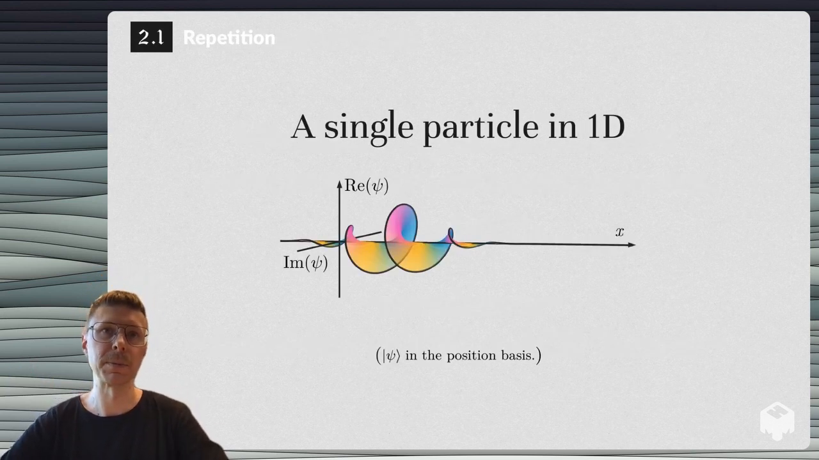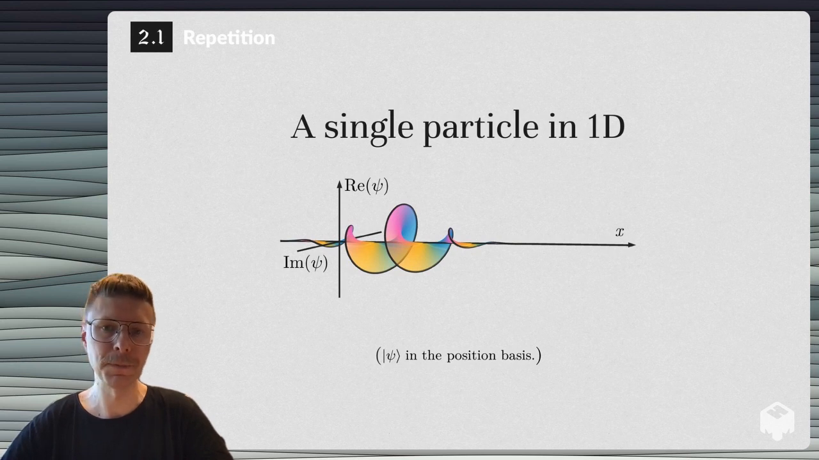So what is the problem description? We're working with quantum mechanics. The simplest system that you can consider is a single particle in one dimension. And then in the position basis, we can express the state psi as a complex wave function. So this is shown here with a plot. We are just considering one degree of freedom, or one dimension, so we can actually plot the full wave function.